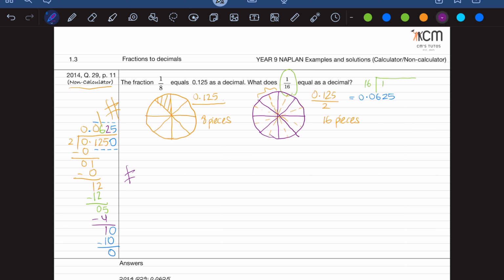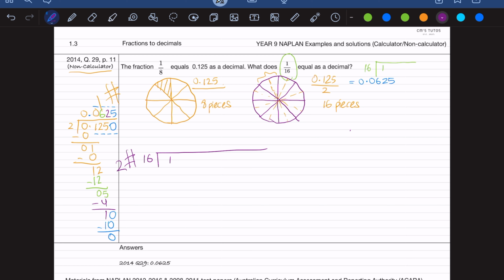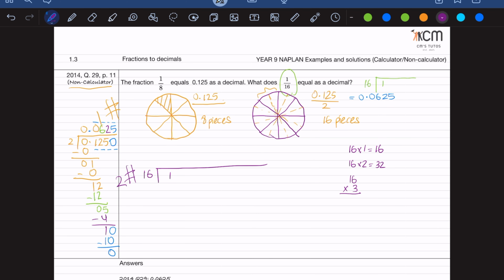Let's have a look. The second method is we need to know the multiplications of 16, just like the previous example. 16 multiplied by 1 is 16, 16 multiplied by 2 gives us 32. The 3, it's 9. I just did a couple so that I don't have to go back and do the multiplications. Now back to our real division work.